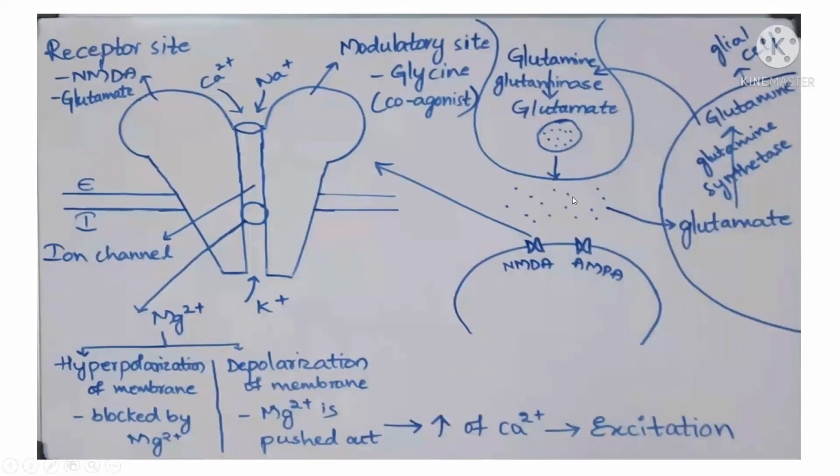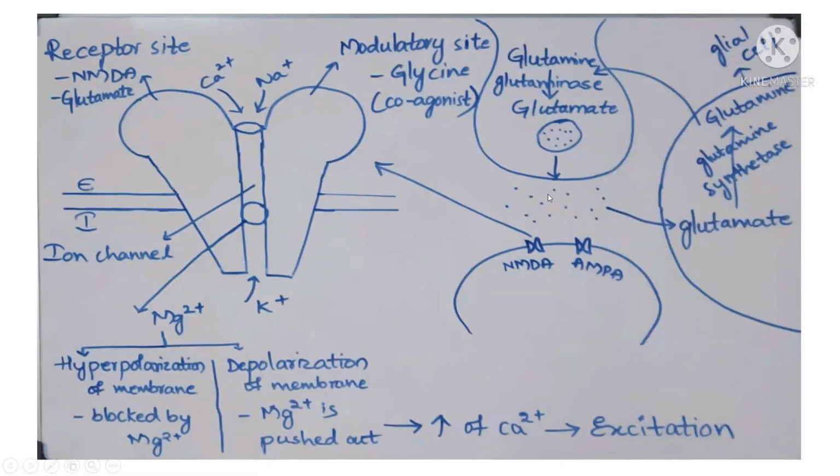Now the glutamate can act on the receptors present on the postsynaptic neuron, or otherwise it can be taken up by the glial cell, or it can be metabolized, or it can be reuptaken by the nerve terminal.